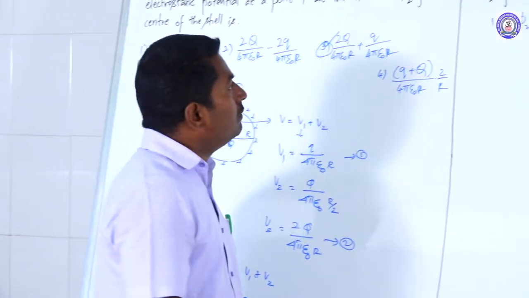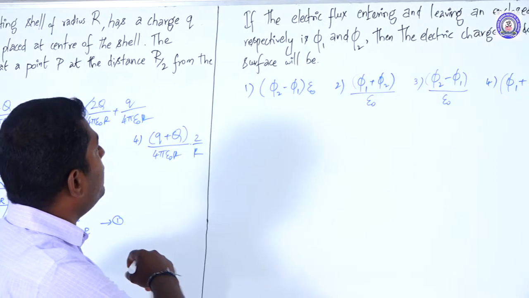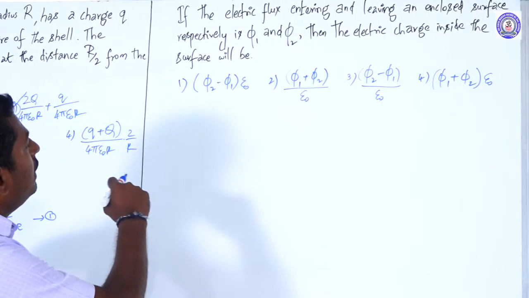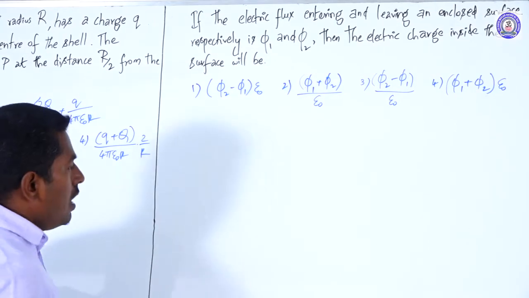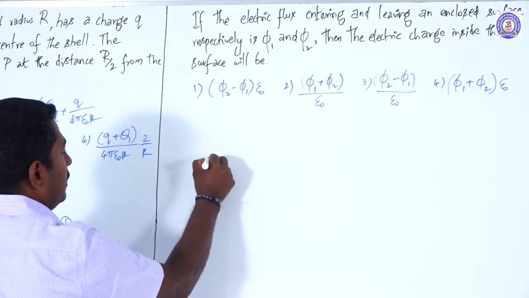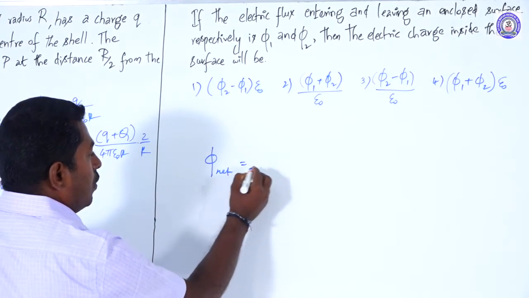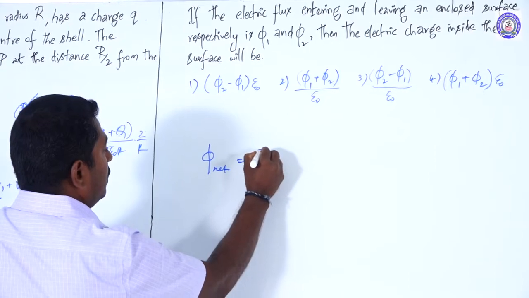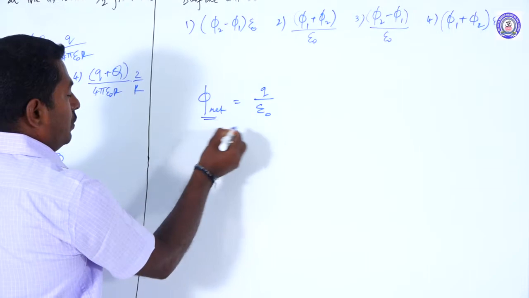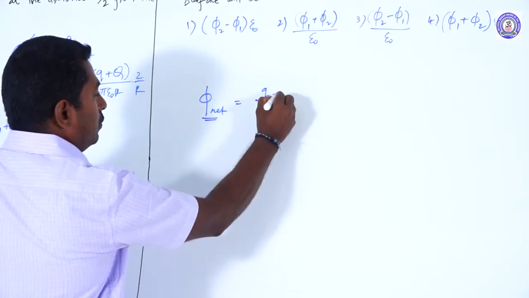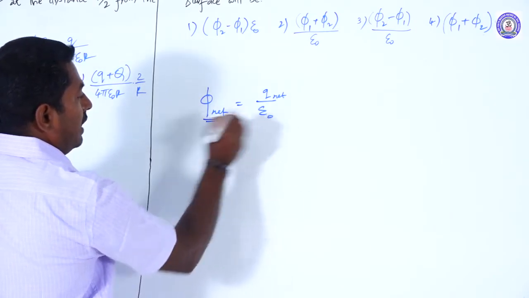So next problem, if the electric flux entering and leaving an enclosed surface is phi 1 and phi 2 respectively, then the electric charge inside the surface will be? According to Gauss's law, the net flux through the closed surface is equal to Q divided by epsilon naught. So we have net flux through the closed surface equal to the net electric charge enclosed by the closed surface divided by epsilon naught.